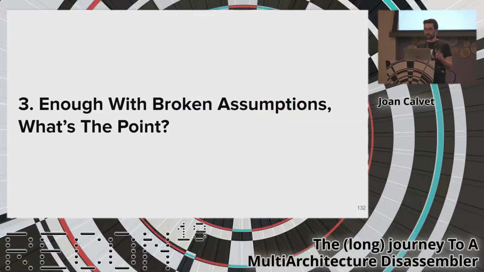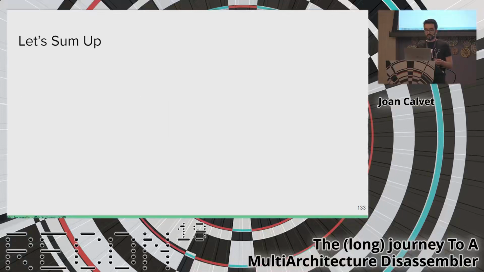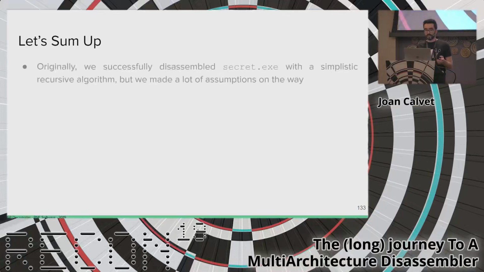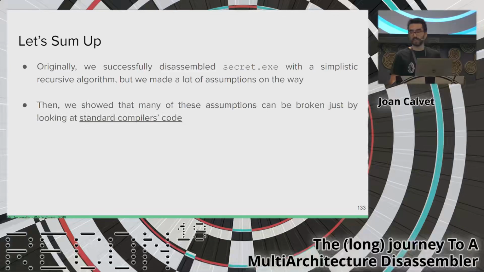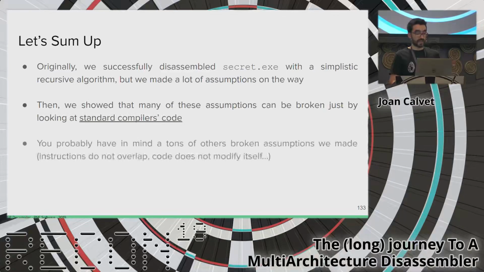So enough with all these broken assumptions. What is the point I'm trying to make? If we sum up what we did, originally we successfully disassembled our Windows executable, secret.exe, with a simple recursive algorithm. But we made a lot of assumptions on the way. And then we showed that many of these assumptions can be broken just by looking at standard compiler code. I've not shown examples from obfuscated code, packers, protectors. All examples I've shown come from classic modern compilers. And you probably have in mind a ton of other broken assumptions we made.